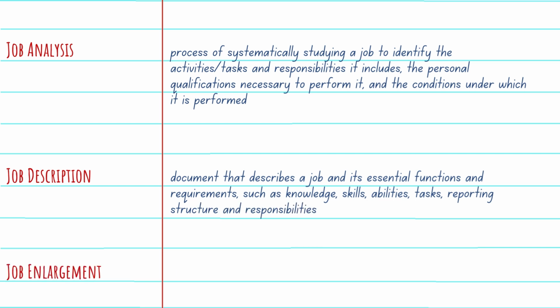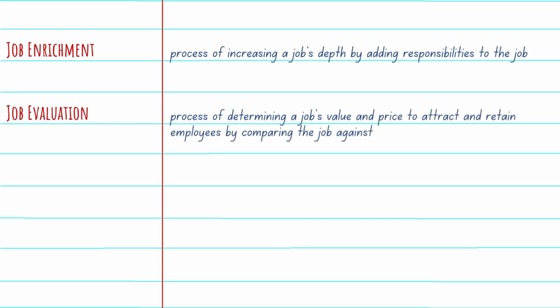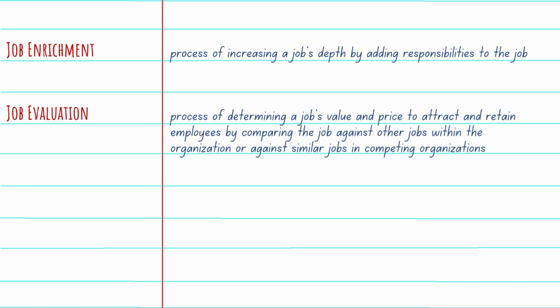Job enlargement is the process of broadening a job's scope by adding different tasks to the job. Job enrichment is the process of increasing a job's depth by adding responsibilities to the job. Job evaluation is the process of determining a job's value and price to attract and retain employees by comparing the job against other jobs within the organization or against similar jobs in competing organizations.